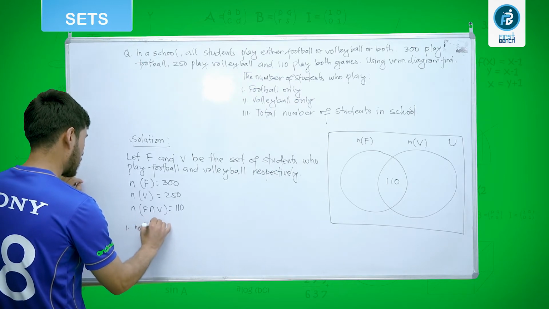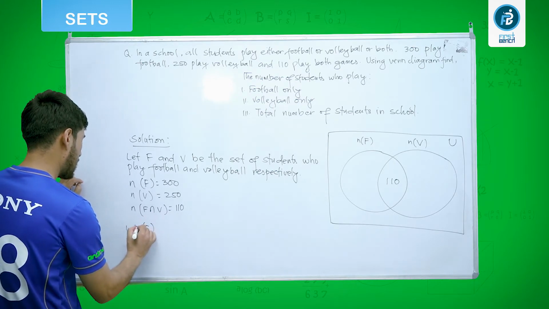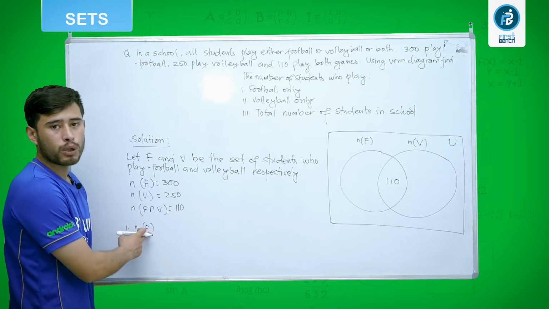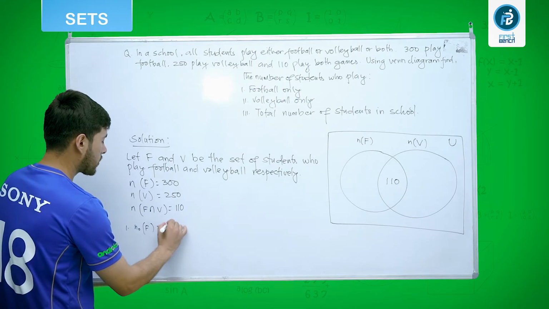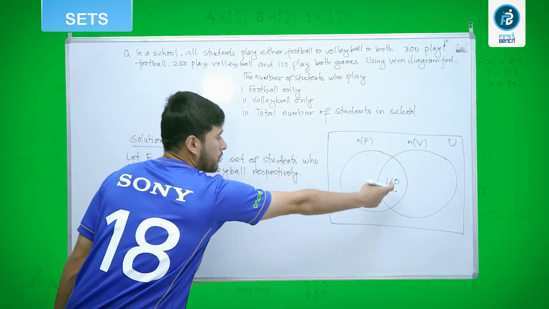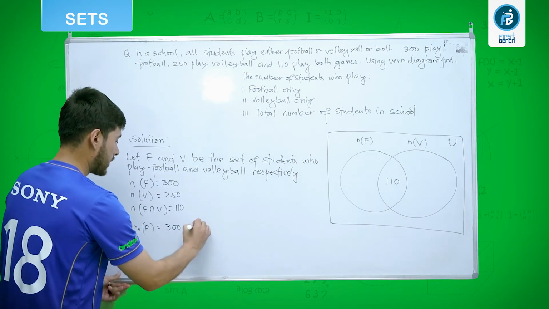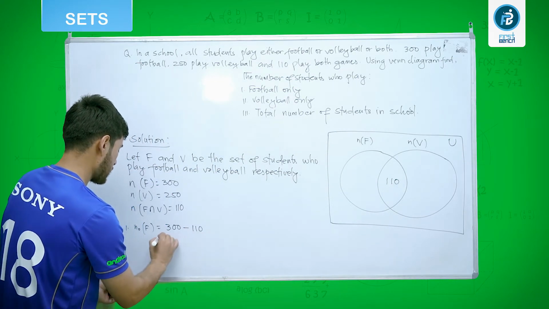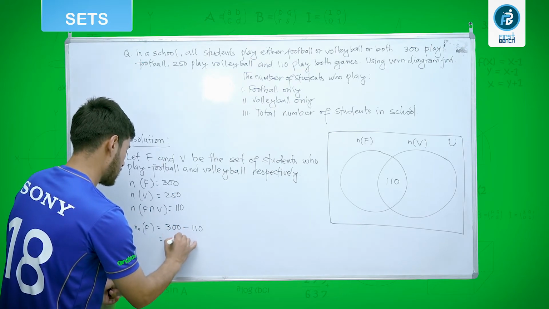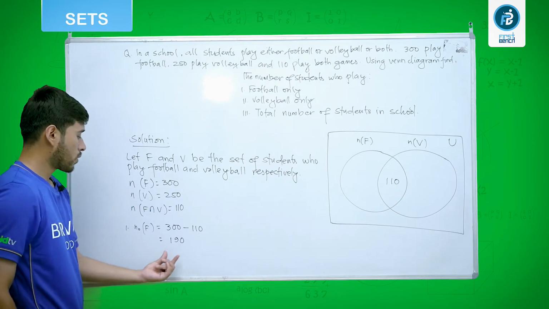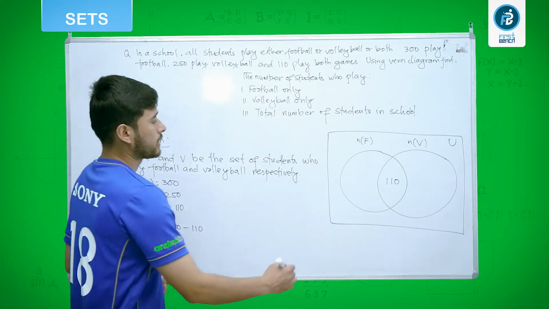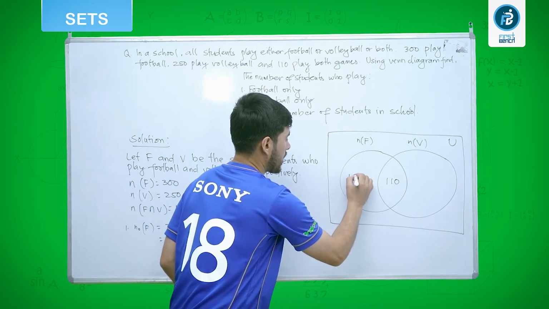N of F, that is N, O at the base, and F. It represents the number of students who play football only. That is the total number of students who play football minus the common students who play football as well as volleyball, that is 110. So 300 minus 110 is 190. 190 is the number of students who play football only. So this part is now 190.